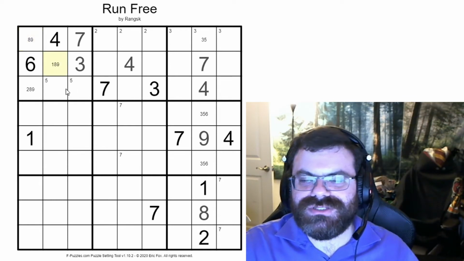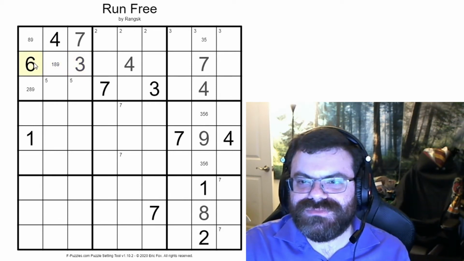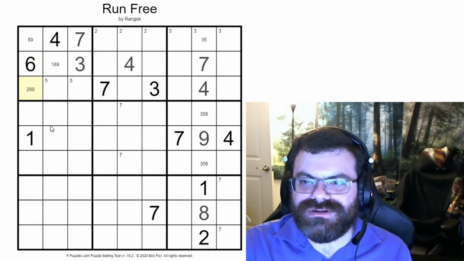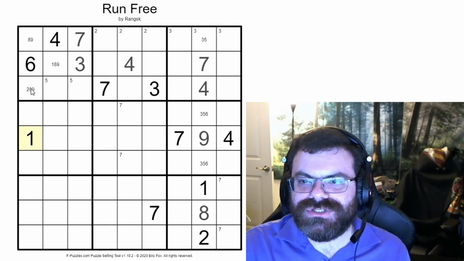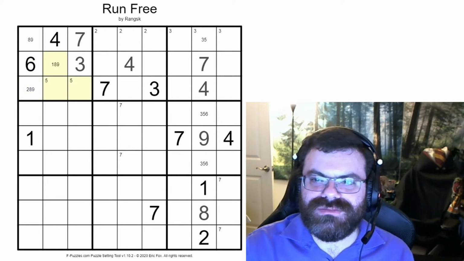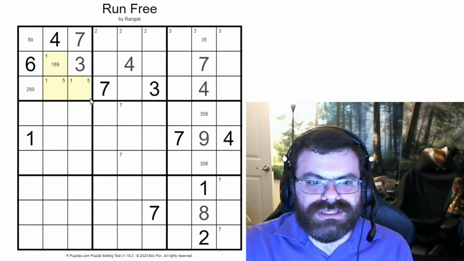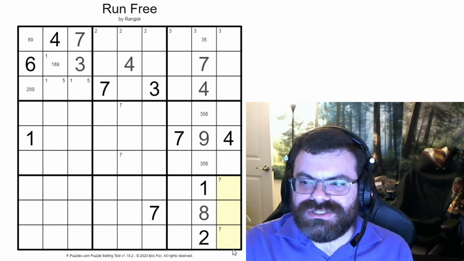This center one similarly is 1, 8, or 9 because it has the 2 restricted from the 3 and the 5 restricted from the 6. And this is 2, 8, or 9 because of the 1 restriction here and the 5 restriction from the 6. Additionally, I'm just going to point out that 1 can only be in these 3 squares. And finally, we can see this 4 here.